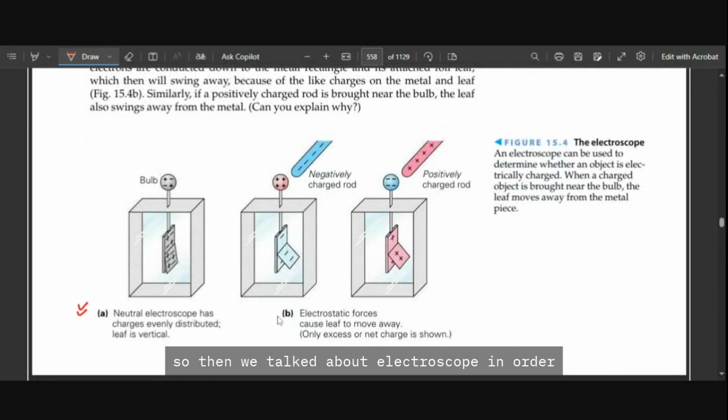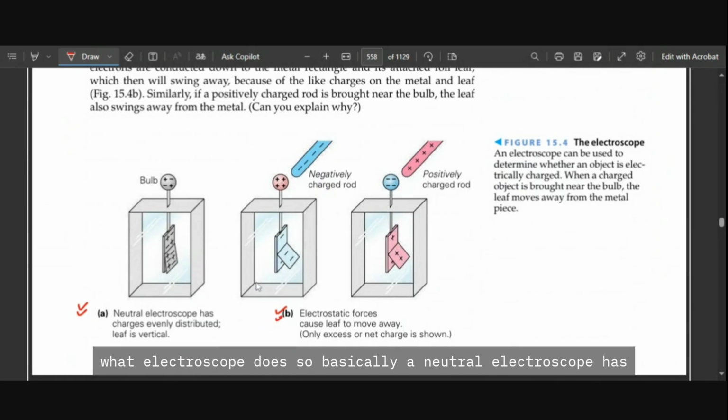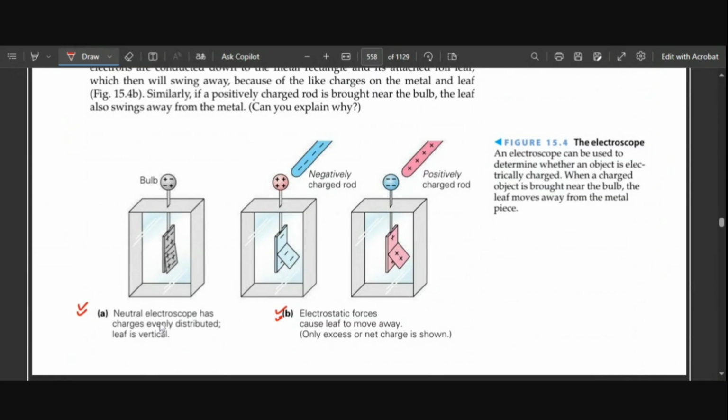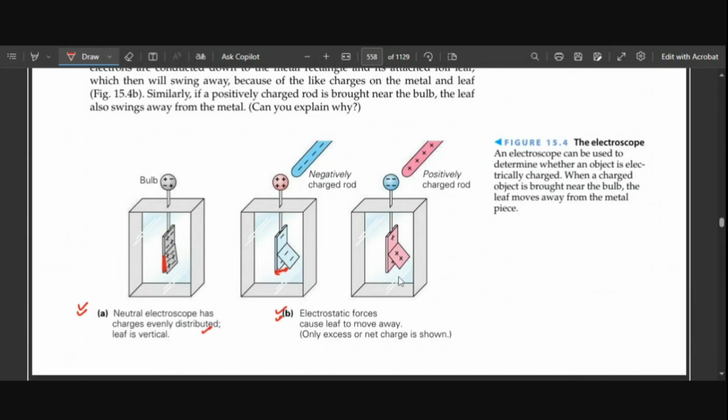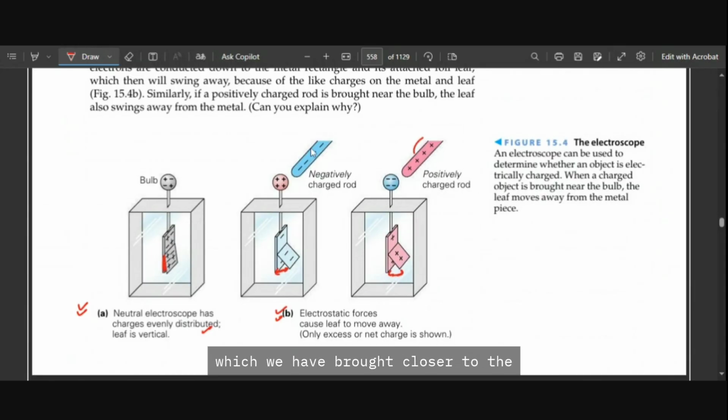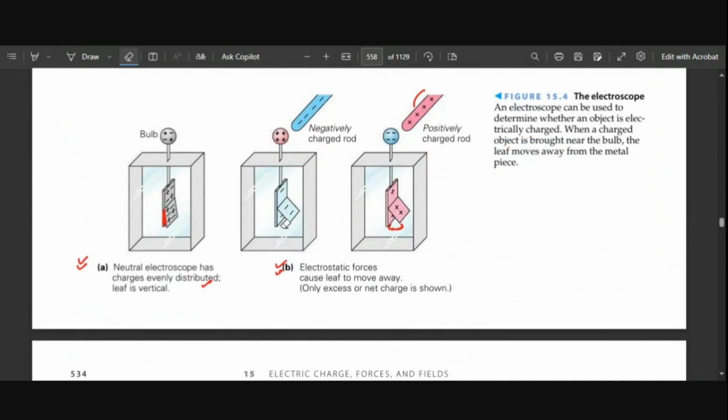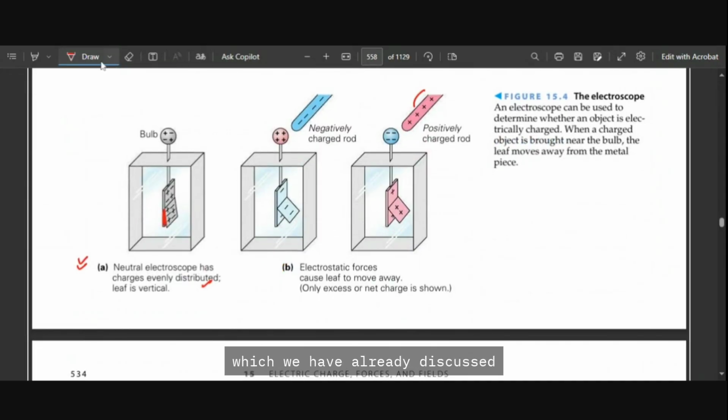Then we talked about the electroscope, in order to understand which type of charge is on a given body. We already understood what an electroscope does. A neutral electroscope has charge evenly distributed, so the leaves are vertical; they are not separated enough. Similarly, if you bring a negatively charged rod or a positively charged rod near it, the leaves will separate by a few centimeters, and this shows the presence of charge in the given object which we have brought closer to the electroscope bulb. That is something we have already discussed and you need to remember. So an electroscope can be used to determine whether an object is electrically charged. When a charged object is brought near the bulb, the leaf moves away from the metal piece. So this might be a question in your test tomorrow.